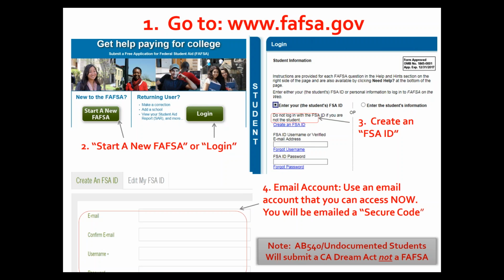And then this website will take them into the create an FSA ID. If the student does not have an FSA ID, if this is the first time the student is applying for financial aid, the system will automatically take them into creating an FSA ID. Like I said, this is their electronic signature. This is how the student is going to sign at the end of the application and submit the application. The student would use an email account that they have access to now, and they will send a secure code. So all this, the system is going to make sure that the person who is creating the FSA ID is actually the student. And for that, they will send a secure code to their email, and then they will have to put the code on their FSA ID. Next.